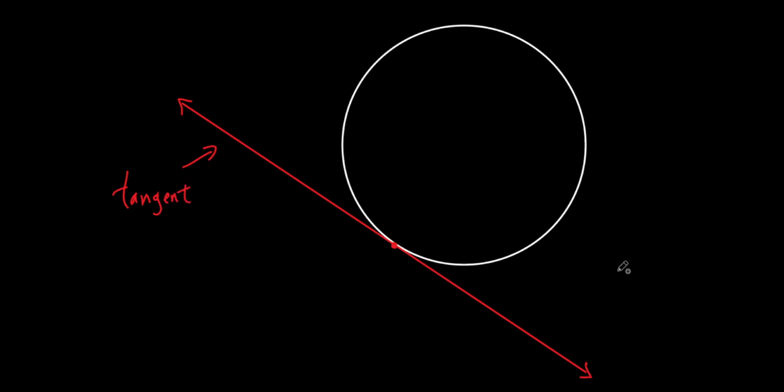All right, so a tangent is a line that intersects a circle at 1 point. Everybody got it? All right.